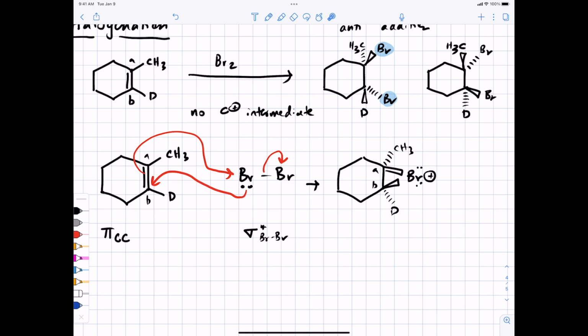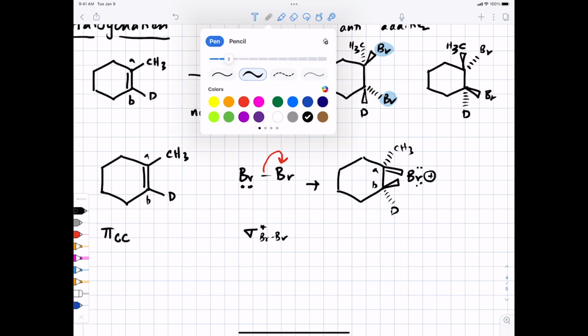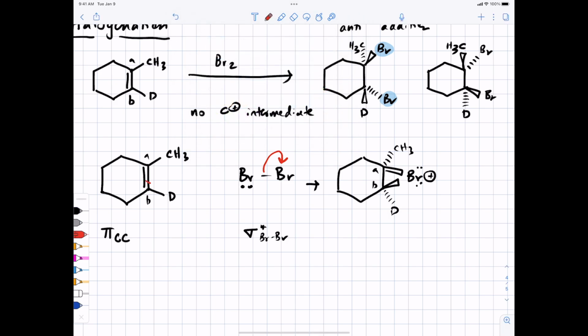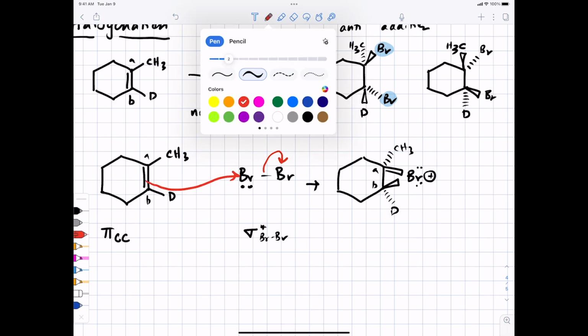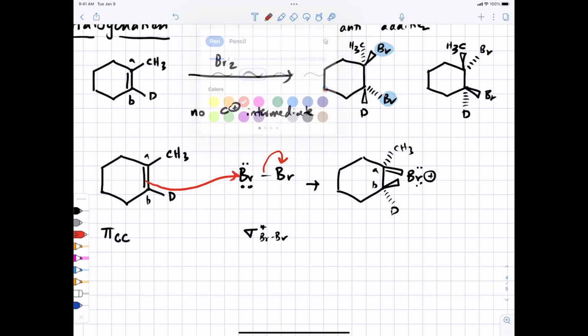Then, yes? Is there a reason why the bromine attacks the B carbon, not the A carbon, or does it matter? No, the question is, I've shown it as though we're forming the bond between A and bromine first, and then lone pairs on bromine attack B. It's just as fine and perfectly legitimate to do it this way. And in fact, you can't tell because in the end, you get the same thing either way.